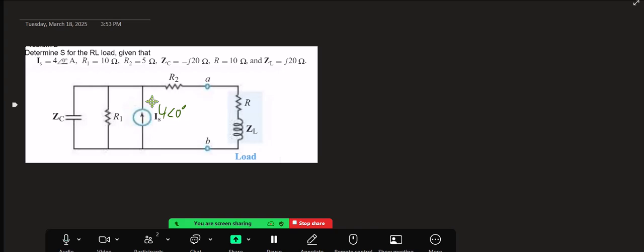And R1 is 10 ohms. R2 is 5 ohms. ZC is negative J20. R is 10 ohms. And ZL is J20 ohms.